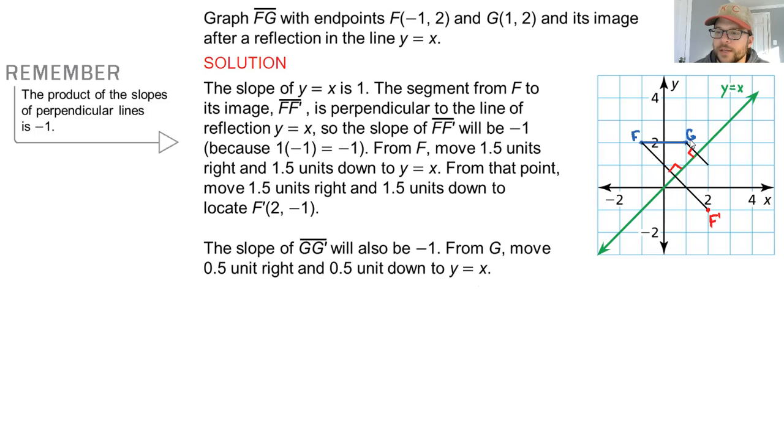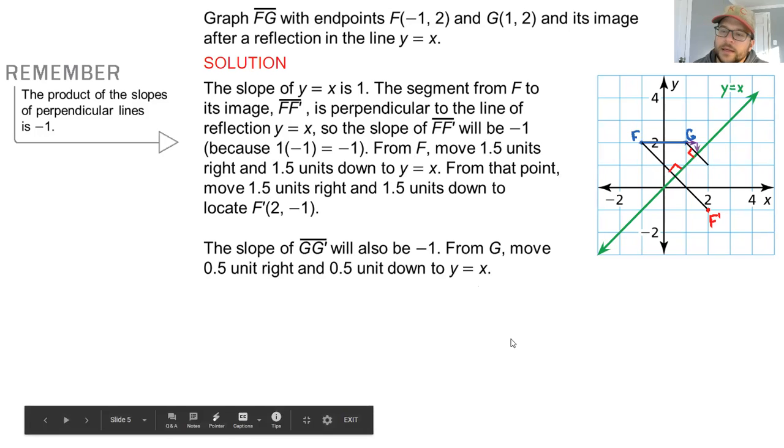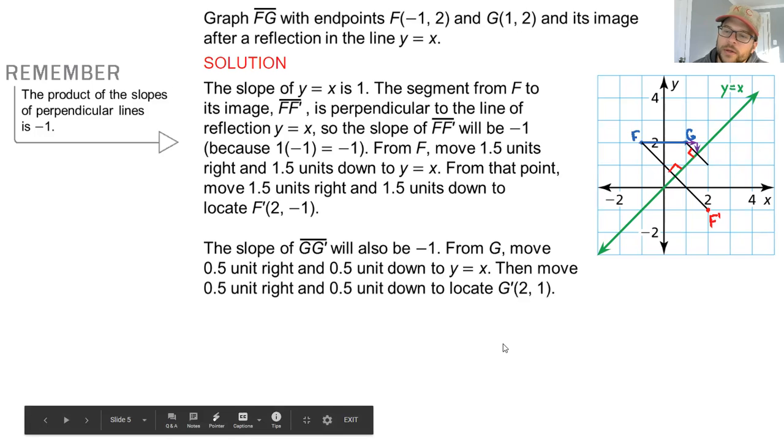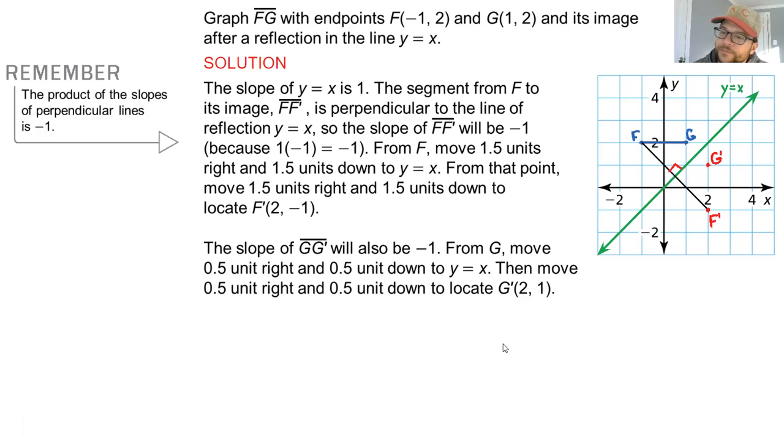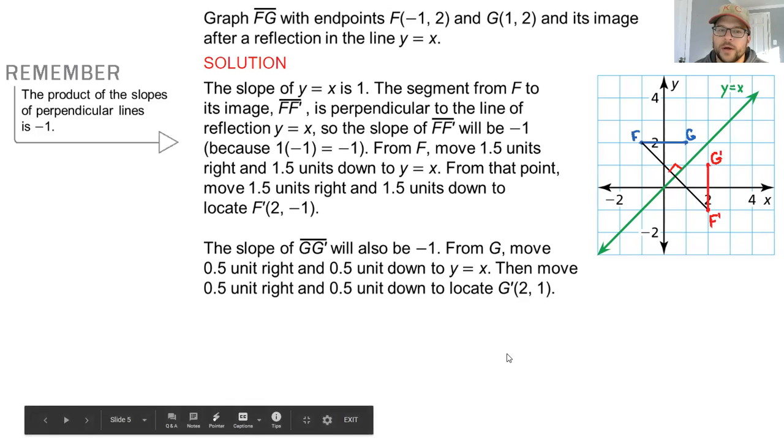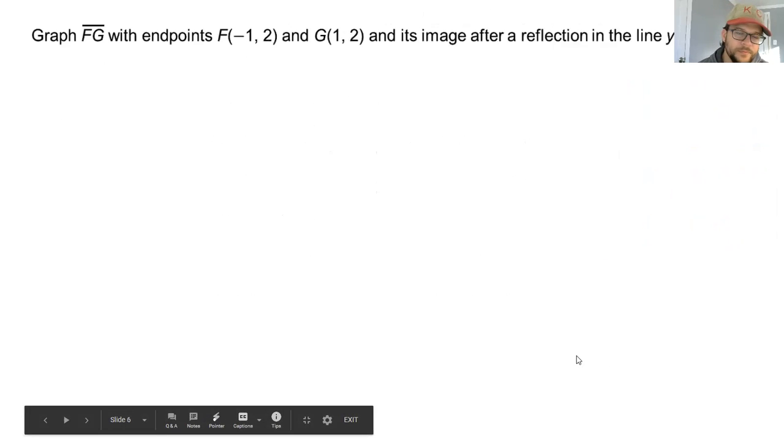So from G, it looks like it moves a half unit to the right and half unit down. So we're going to do the same thing, half unit to the right, half unit down, to get our new image of G. And make sure after you get both of those coordinate points that you draw those together, because FG is a line segment, so we are reflecting that line segment over the line y equals x.